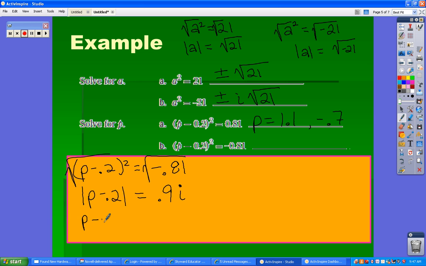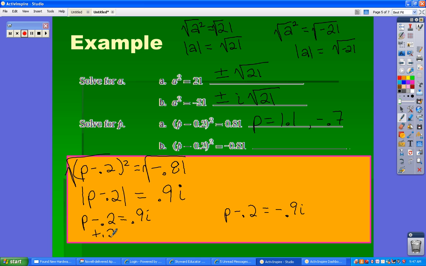Two problems. p − 0.2 could equal 0.9i, or p − 0.2 could equal negative 0.9i. You can have a negative i. That is legal. You just can't have a negative under the square root.